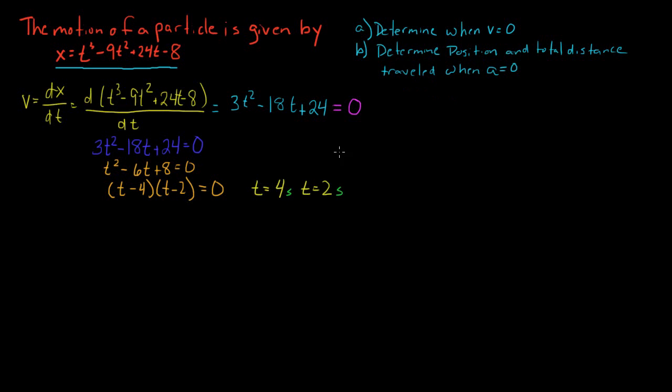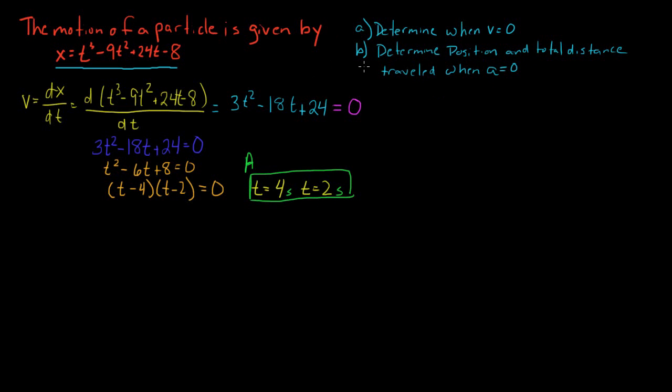And what this means is when the time is equal to 2 seconds and when the time is equal to 4 seconds, the velocity is 0. There's no rule that says the velocity only has to be equal to 0 at one point in time. It's actually equal to 0 at 2 points in time in this case. So that's part A. This is the answer for part A.